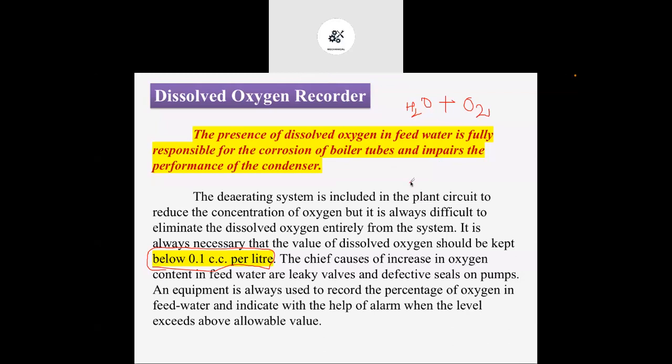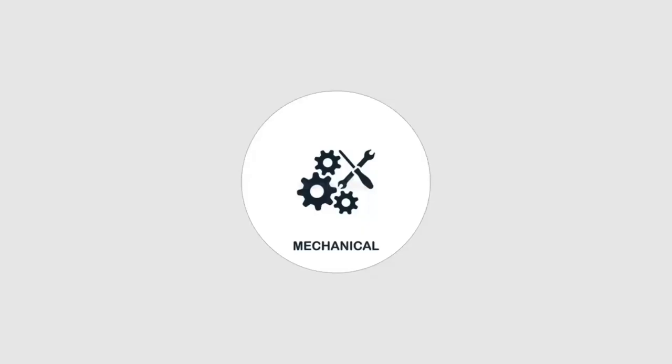If anybody has any doubt, you can ask now. Does anybody have any doubt? Simply you should study the types of instruments which are used and how the instrument is working. That is important. So there will be no doubt.